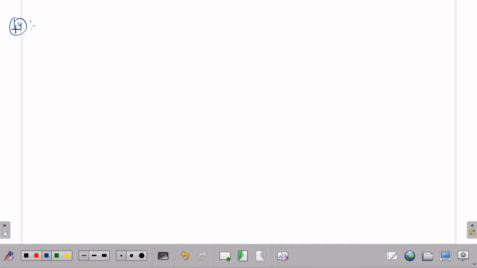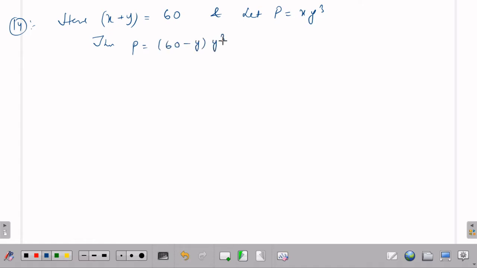It's given that find two positive numbers x and y such that x plus y is equal to 60 and xy cubed is maximum. So here it's given x plus y is equal to 60, and I'll just consider that p is equal to xy cubed. So I can say then p would be, I'll just give the value for x, so it will be 60 minus y and then your y cube because I got from here itself.